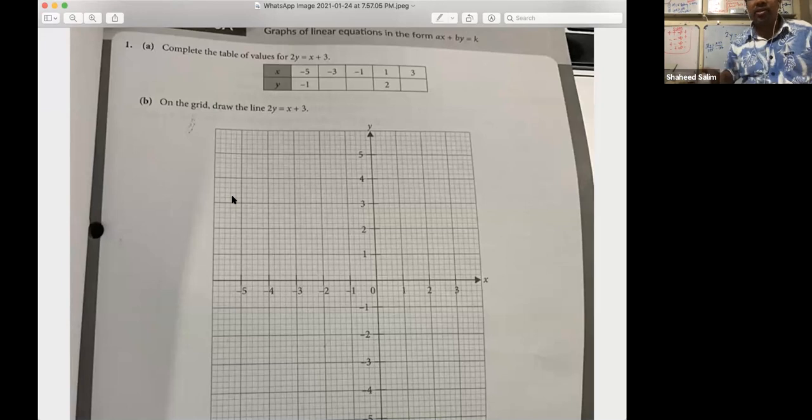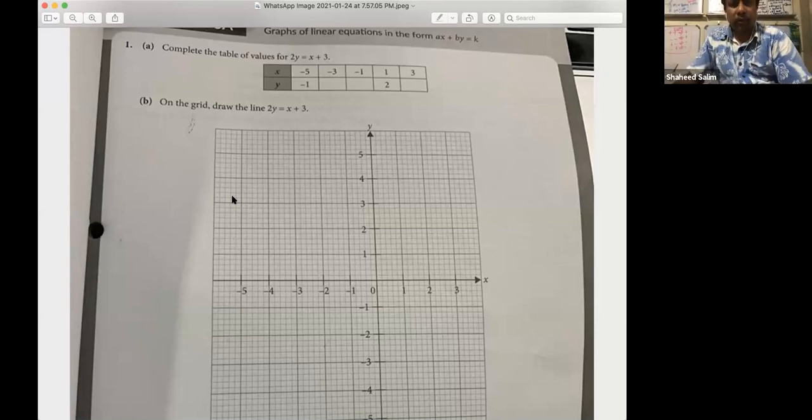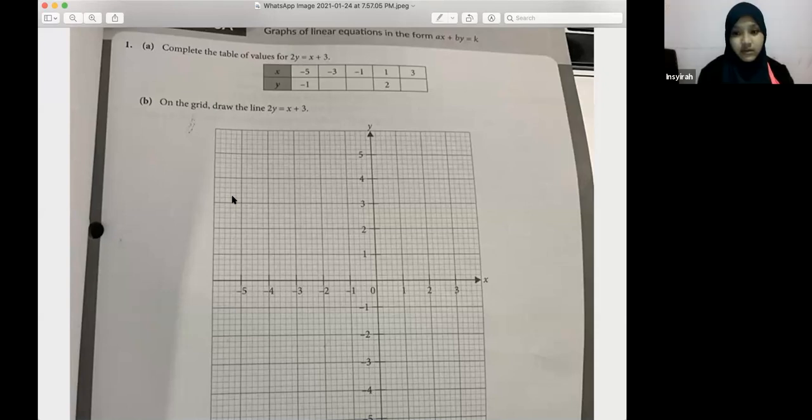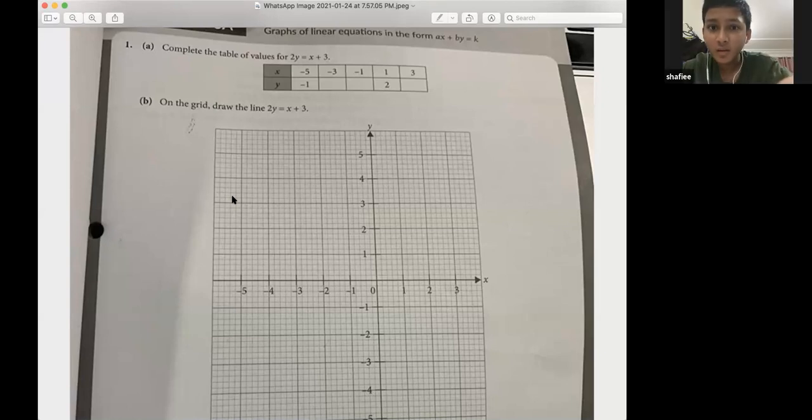Okay, before you go further, let's check your coordinates. Ryan, when x is -3, what is y? 0. Good. Inshira, when x is -1, what is y? 1. Correct. Shafi, when x is 3, y is? 3. Okay, good.